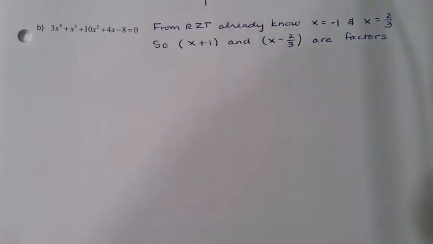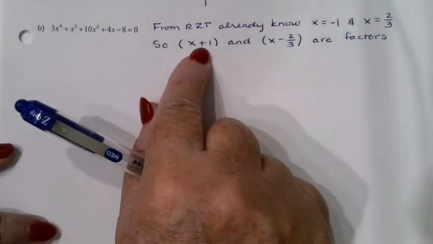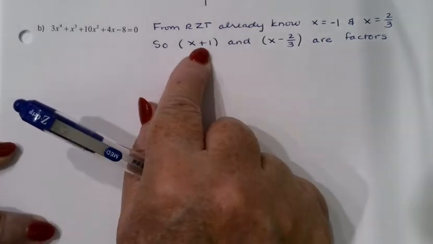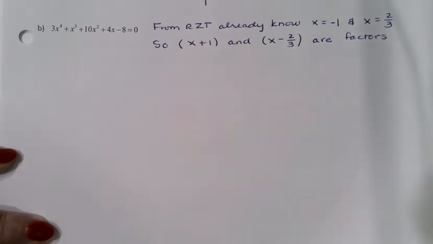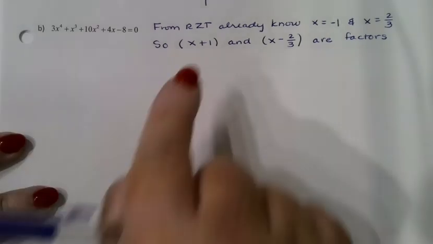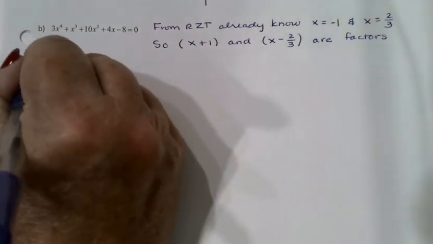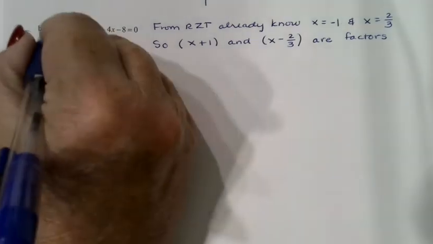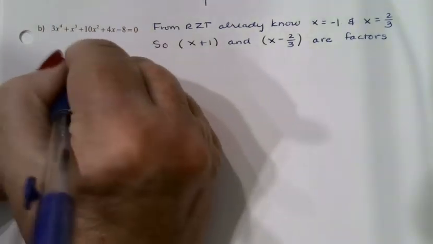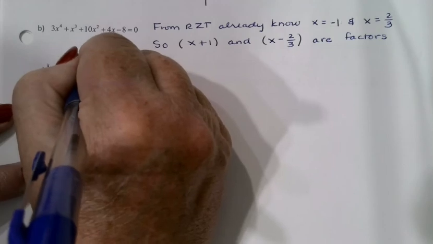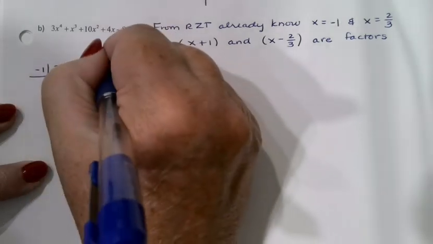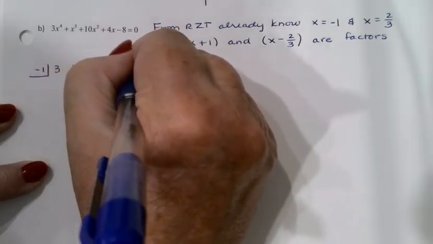I'm going to take the easier one first. I'll take the one that's not a fraction. Again, these are both the type that work with synthetic division. They will be because of the way we're setting these up. So here I would change the sign and make that negative 1. And my coefficients are 3, 1, 10, 4, and negative 8.